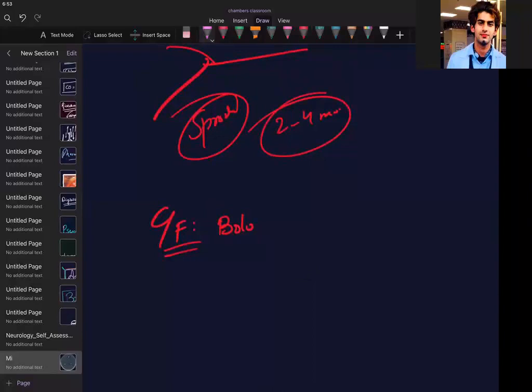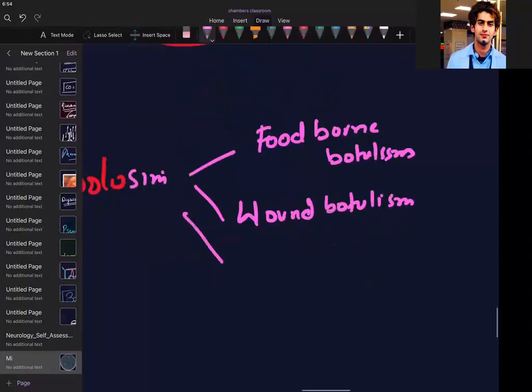So first, clinical features. We have three types of botulism. Again, I am saying botulism. So we have three types of botulism. Number one, foodborne botulism. We have wound botulism. We have infant botulism.